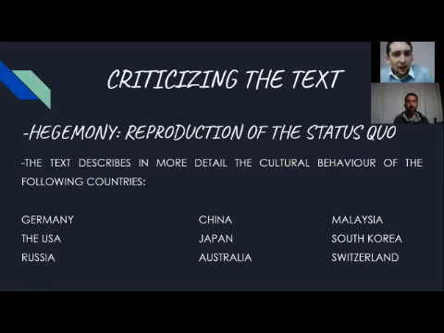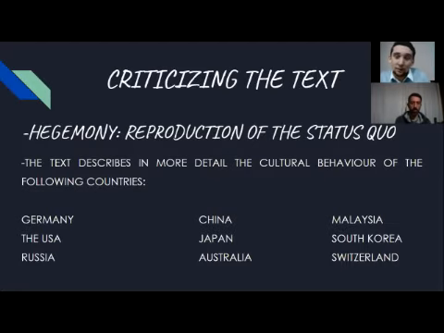Now, let's move to the analysis of the text. We are going to analyze the text in two different dimensions. First of all, the idea of status quo, the reproduction of the status quo, and Pablo is going to talk about the concept of otherness, which are connected, the status quo and the concept of otherness, to the idea of hegemony.